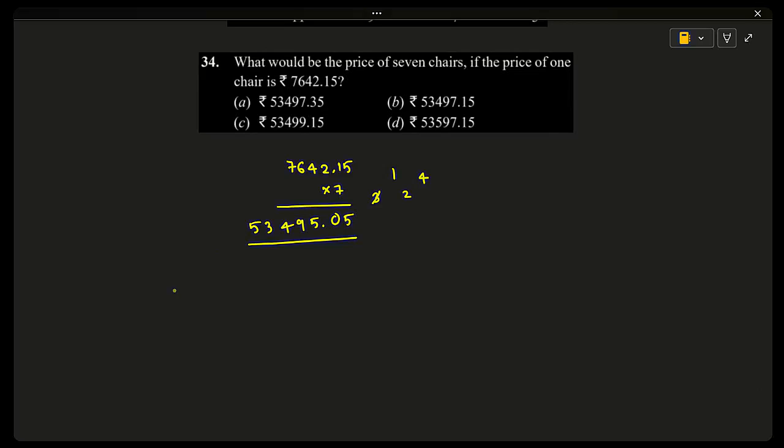53,495.05. But I hope none of the options is having the decimal part same. But I think 53,495, none of the options is matching. We'll go with option E for this.